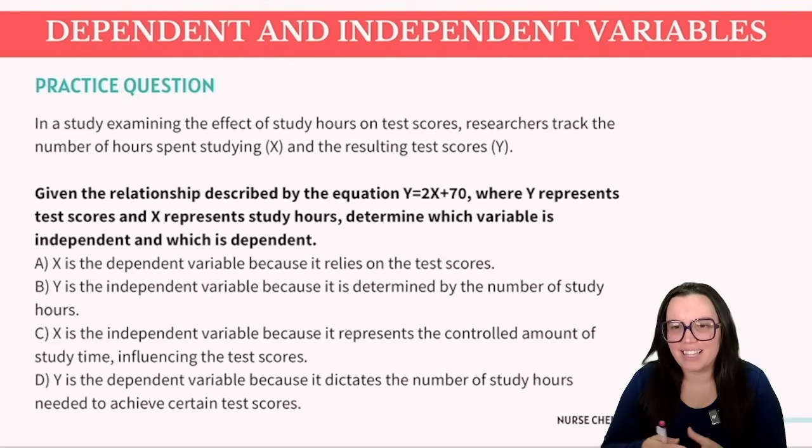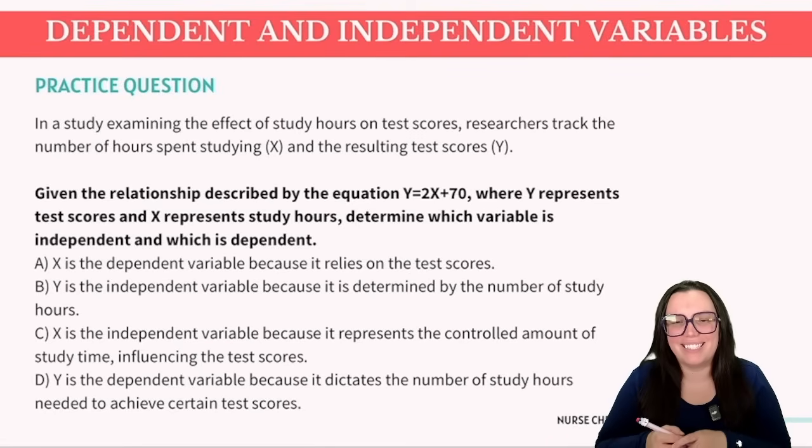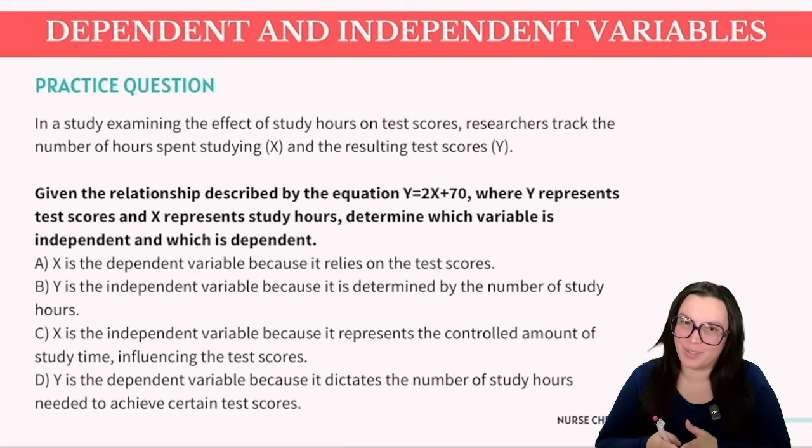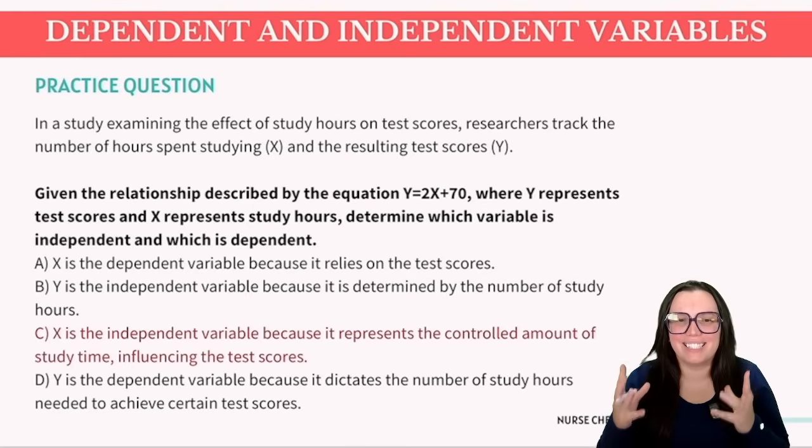Is it A, x is the dependent variable because it relies on the test scores? B, y is the independent variable because it is determined by the number of study hours? Is it C, x is the independent variable because it represents the controlled amount of study time influencing the test scores? Or is it D, y is a dependent variable because it dictates the number of study hours needed to achieve a certain score? And our correct answer is C.